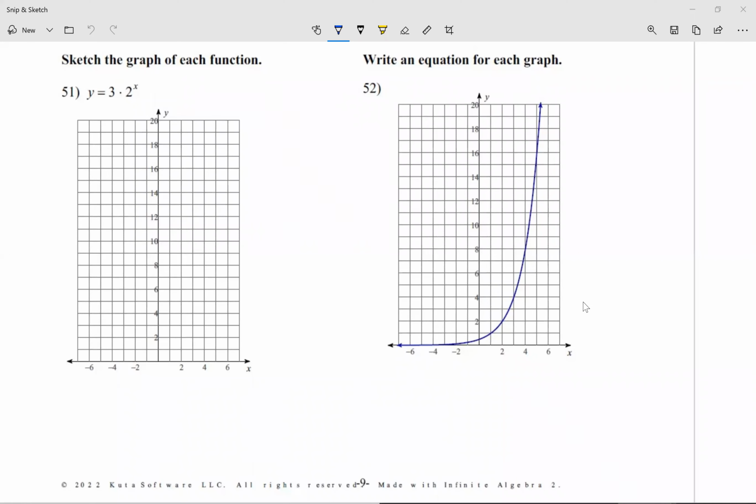Okay, so we have a test this Friday, so let's start reviewing. Today I'm going to review questions 51 through 54. This is something we have seen before. We need to sketch the graph of each function.